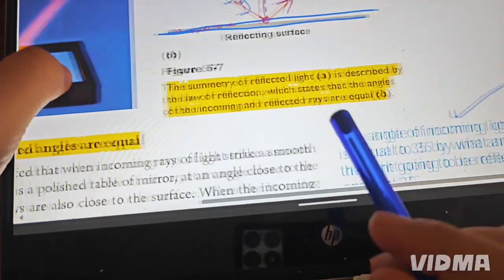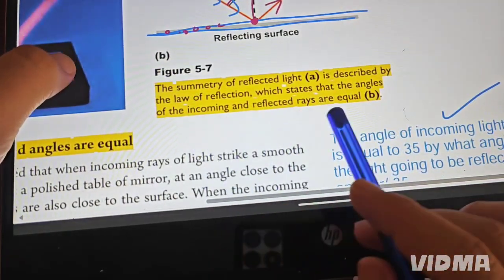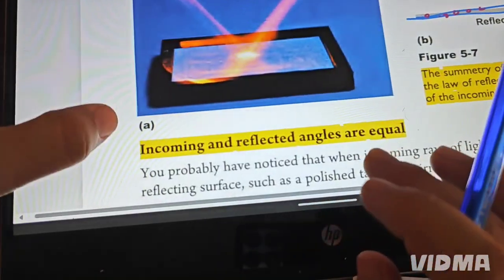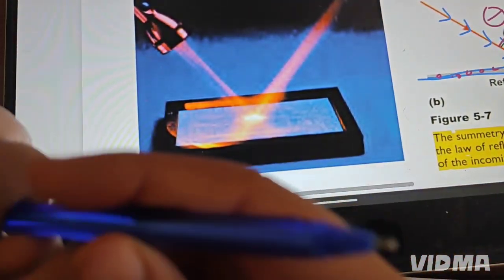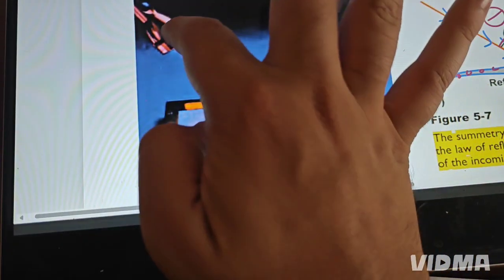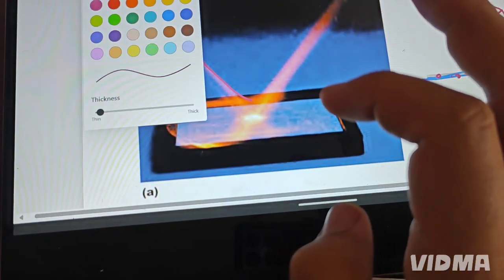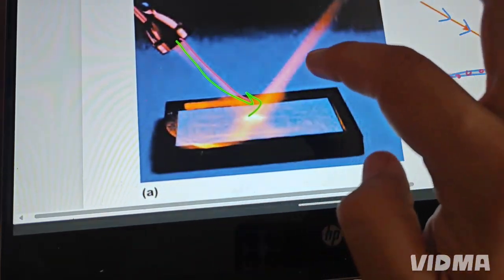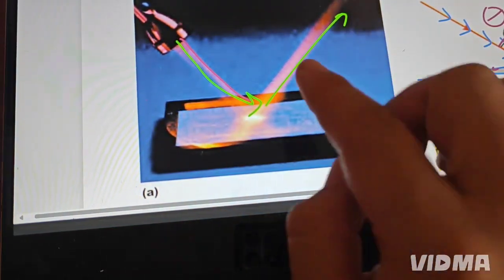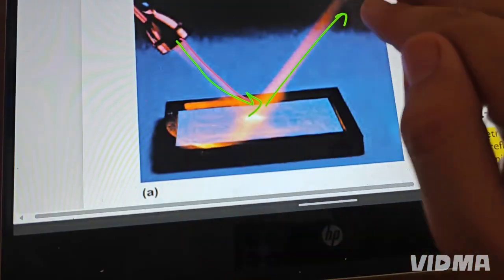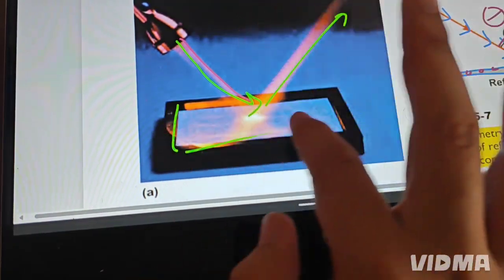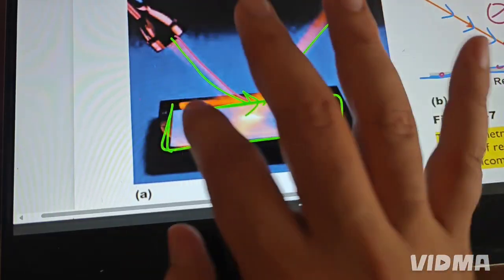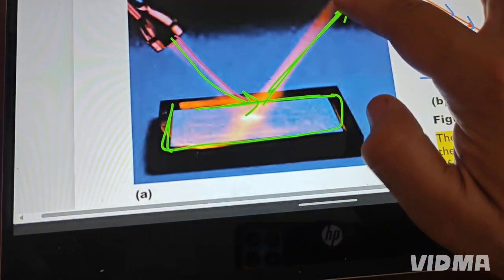Same thing, the law of reflection states that the angles of the incoming and reflected rays are equal. Incoming and reflected light are equal. You can even see this when light passes through this mirror. This is the mirror in that direction. In that direction, we see that the light is reflected in another direction. Why is the light reflected? It would travel in a straight line regularly, but because we have a mirror, and the mirror surface is smooth, not rough, it is reflected in that direction.